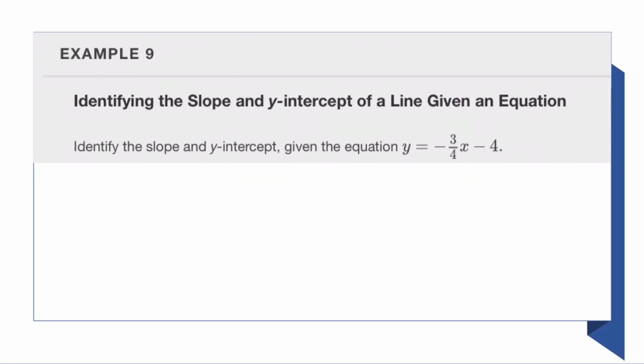So we're asked to identify the slope and the y-intercept of this. Okay, so this is given to us in slope-intercept form. Slope-intercept form is going to be our y equals mx plus b, right? So when it's in this form, it automatically gives us the slope and the y-intercept. So our slope is going to be -3/4. And our y-intercept, being b, is going to be -4.